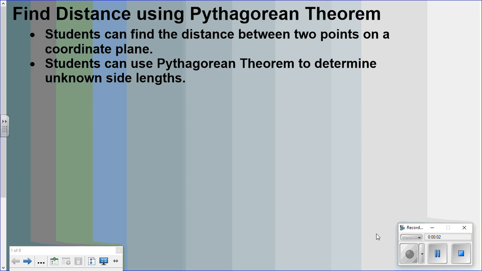In this lesson, we'll be finding distance using the Pythagorean theorem. By the end of the lesson, you should be able to find the distance between 2 points on a coordinate plane and use the Pythagorean theorem to determine the unknown side lengths.